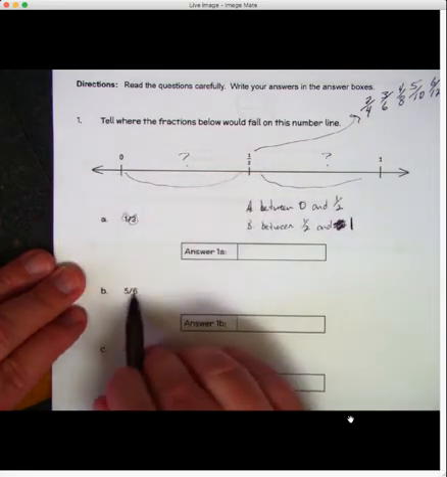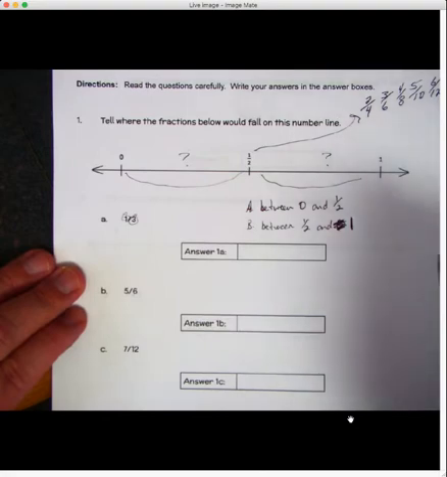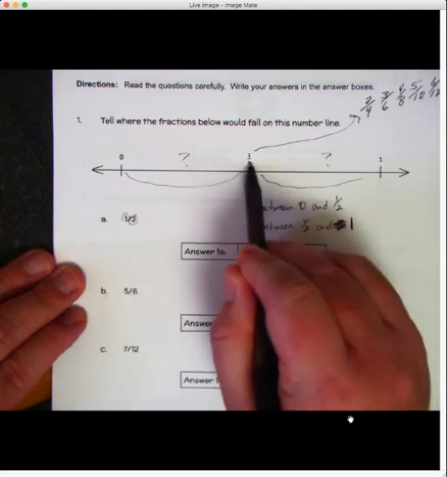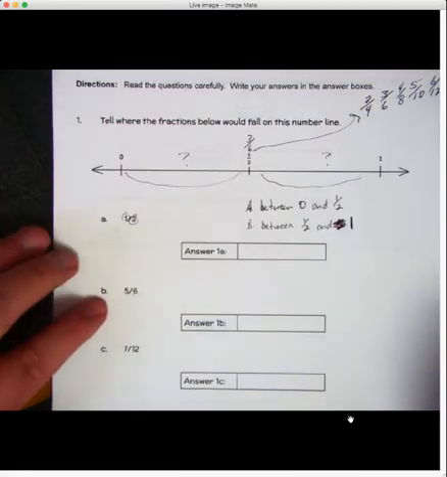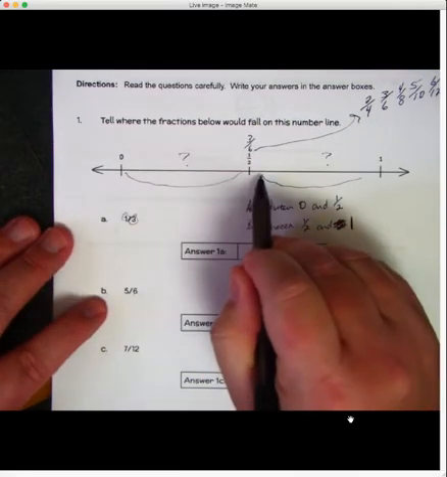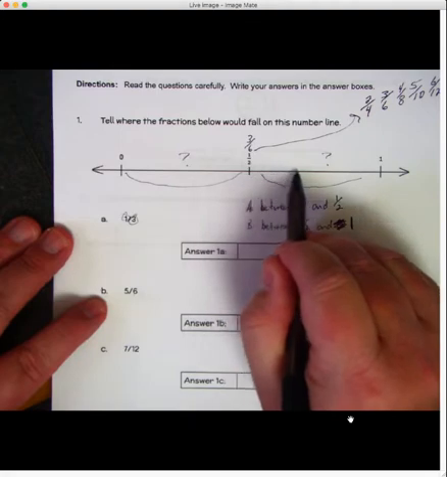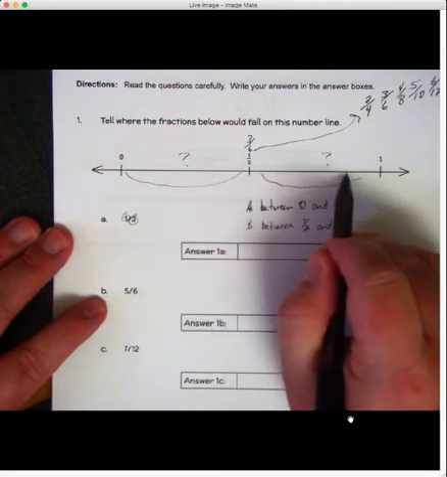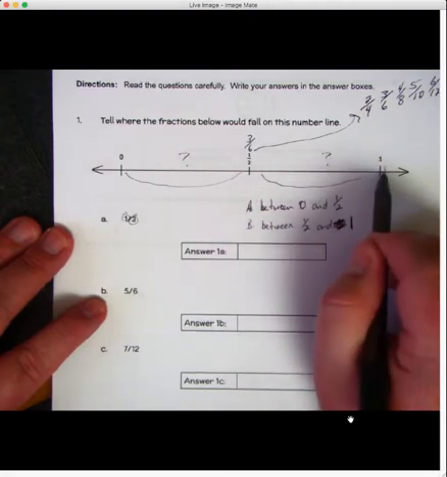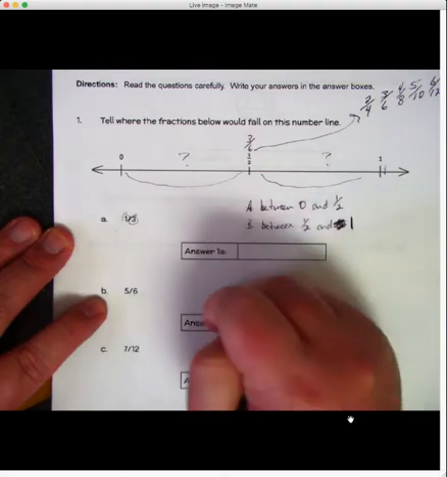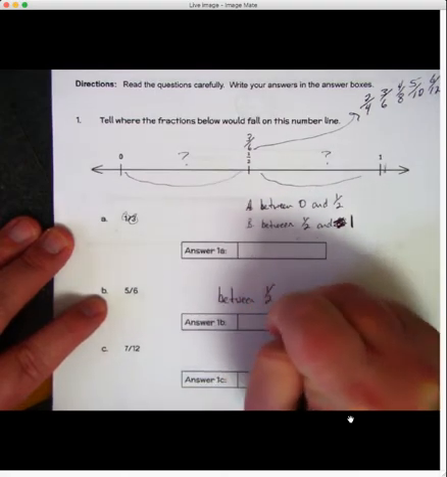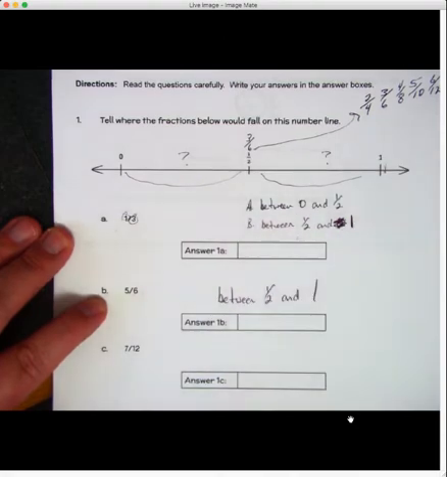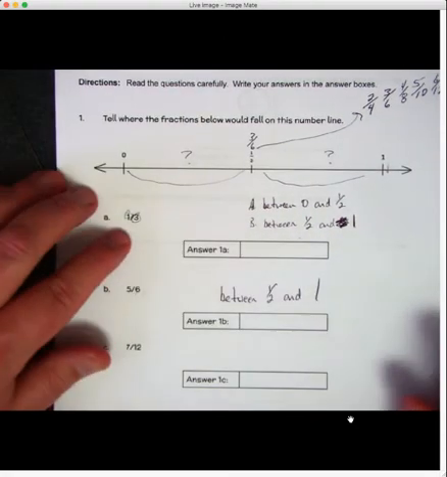So 5/6 is bigger than 3/6, which would be 1/2. So 3/6 would be right here. On the number line, 5/6 would be over here somewhere, because this would be 6/6. So our answer for this would be between 1/2 and 1.